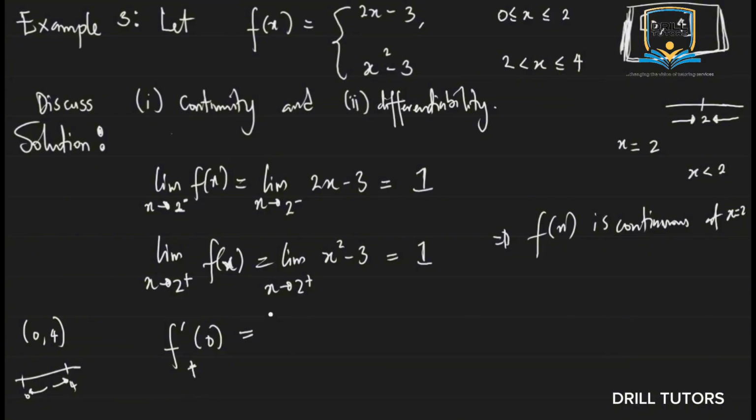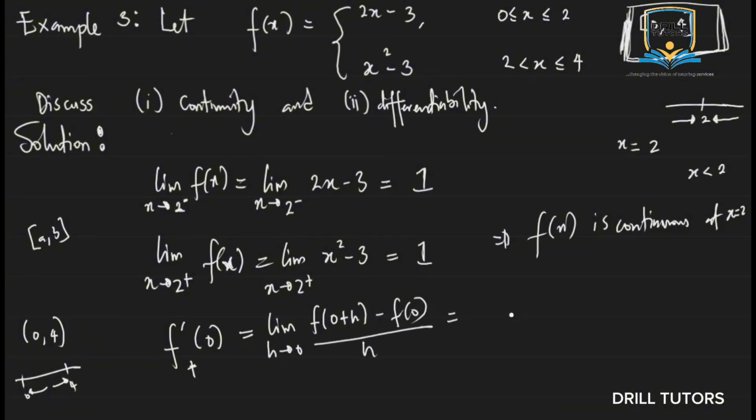is equal to the limit as h tends to 0 plus. You don't even need to, we've already indicated the sign there. Then of f at a, our a is 0 now. The boundary is denoted by a comma b, so that's f at 0 plus h minus f at 0 all over h.